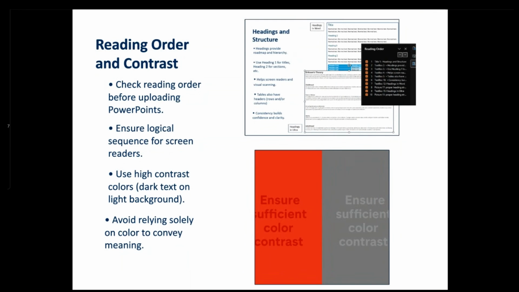Good contrast helps everyone read easily. Aim for a 4.5:1 ratio or higher. This means that the darker color is 4.5 times darker than the lighter color. You can use tools like Microsoft Accessibility Checker, WebAIM, and Color Contrast Analyzer to make this easy.